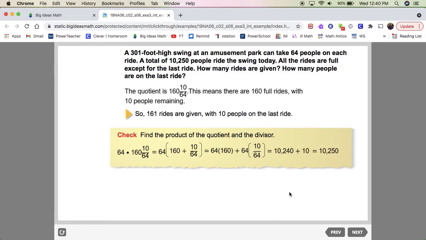That's the way you can check your answer. You can multiply the number of people on each ride by the number of rides that were given. When you multiply that using the distributive property, 64 times 160 and 64 times 10 over 64, you get the two whole numbers, 10,240 plus 10, for a total of 10,250 people. Remember, you can stop the video to look at the details.